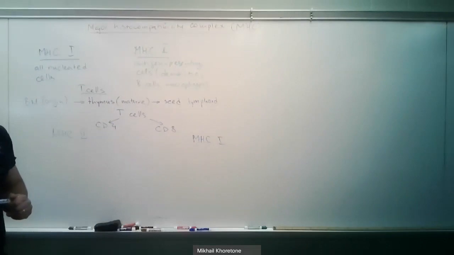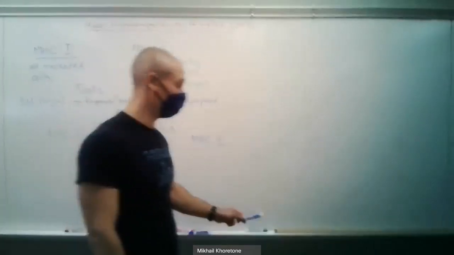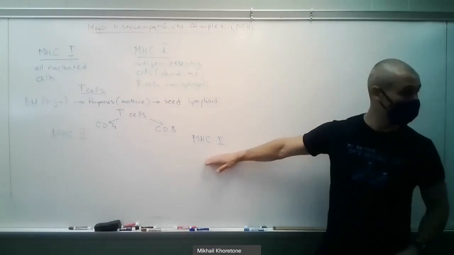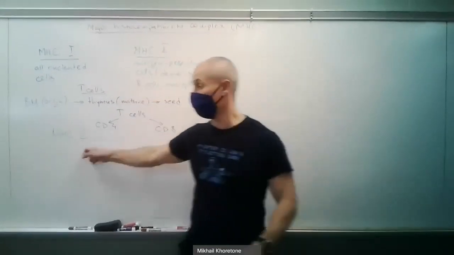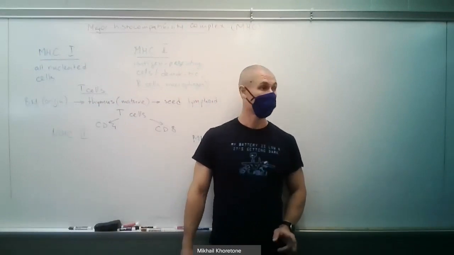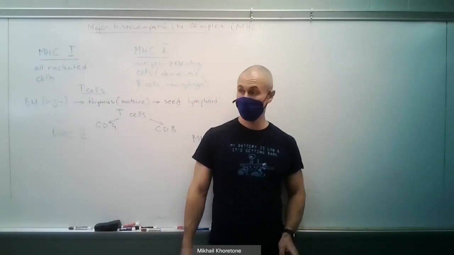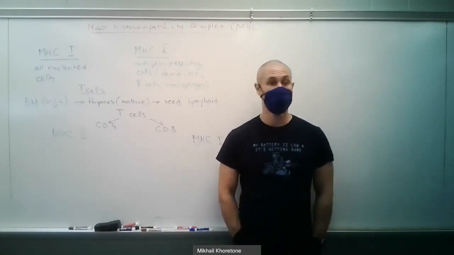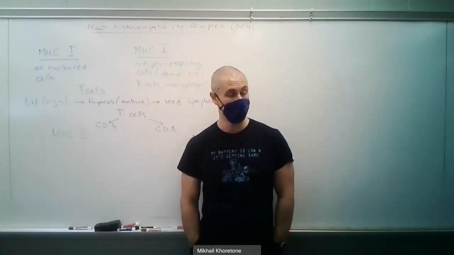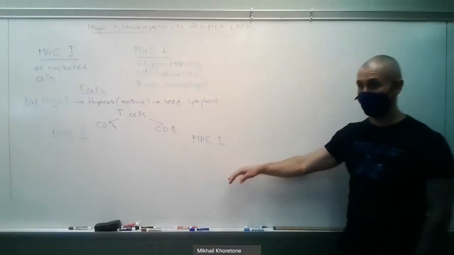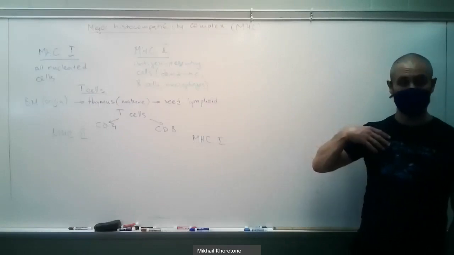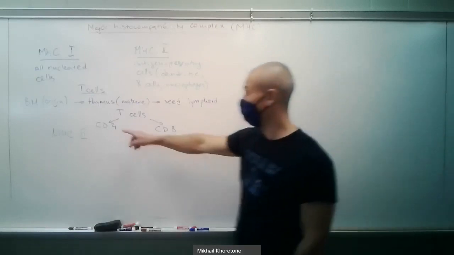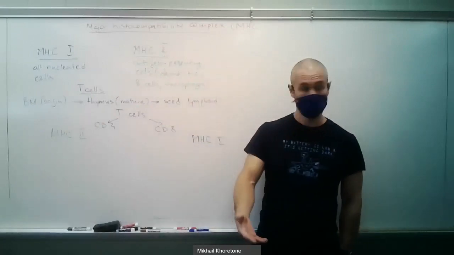Does that make sense to you? This is called MHC restriction. CD8 cells recognize only class 1. CD4 cells recognize class 2. Good. CD4 T cells recognize antigen presented on MHC class 2. CD8 T cells recognize antigen presented on MHC class 1. My mnemonic rule: it's always 8. 8 multiplied by 1 equals 8. 4 multiplied by 2 equals 8. And again.